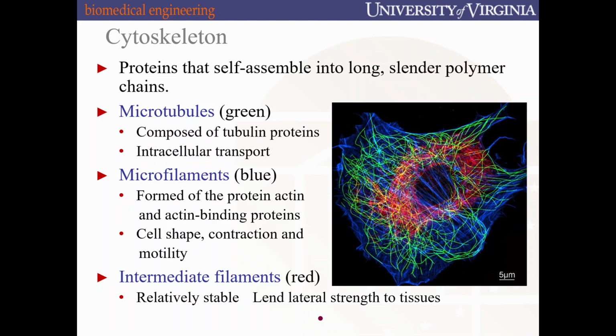Intermediate filaments in red are relatively stable compared to the dynamic behavior of microtubules and microfilaments that we'll discuss later. These contribute to the structural stability and strength of individual cells, as well as at the tissue level.